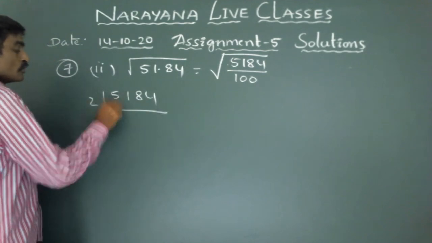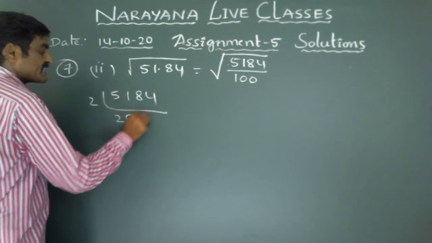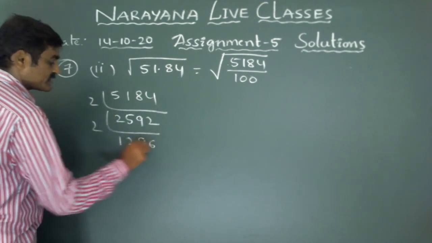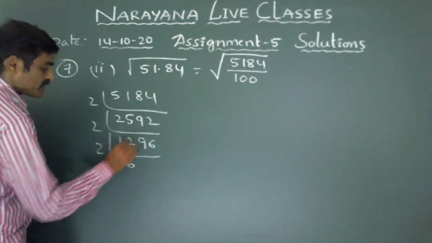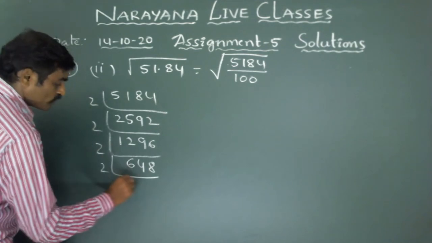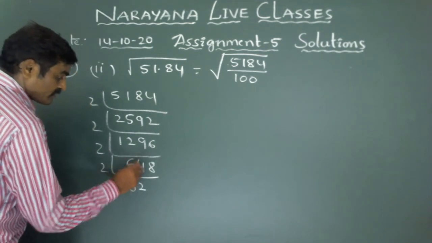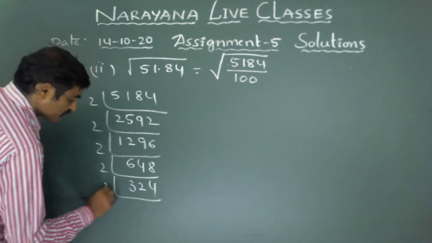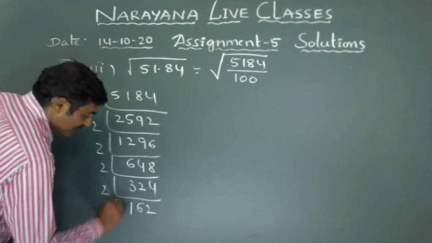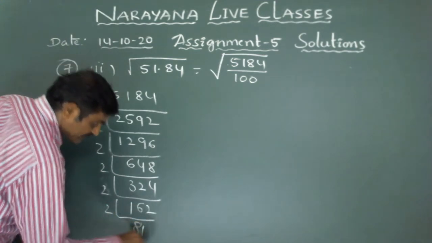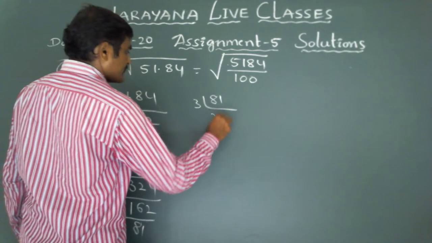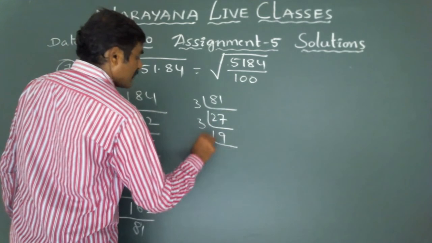Yes, with 2. 2 2s are 4, 2 5s are 10, 2 9s are 18, 2 2s. Again with 2. 2 1s, 2 2s 4, 2 9s are 18, 2 6. Again with 2. 2 6s are 12, 2 4s are 8, 2 8s are 16. Okay. Again with 2. 2 3s, 2 2s, 2 4s. Again with 2. Again with 2. 2 81s, again 81 can be written as 3 27s and 3 9s or 3 3s.